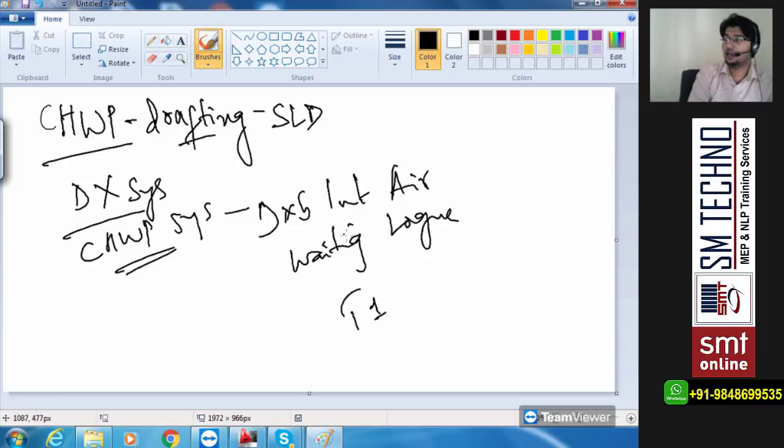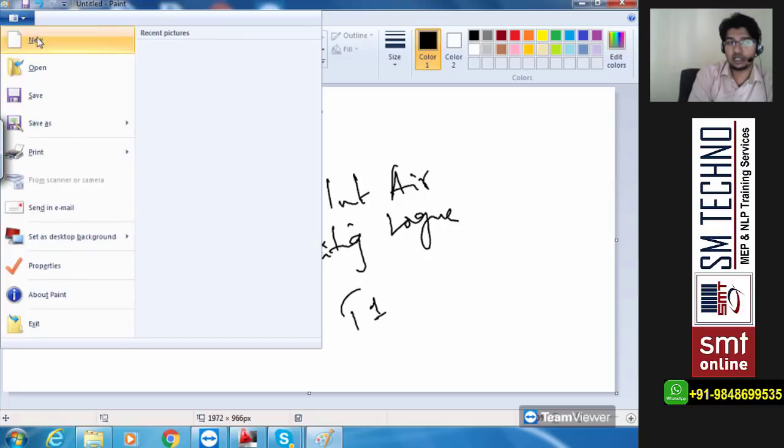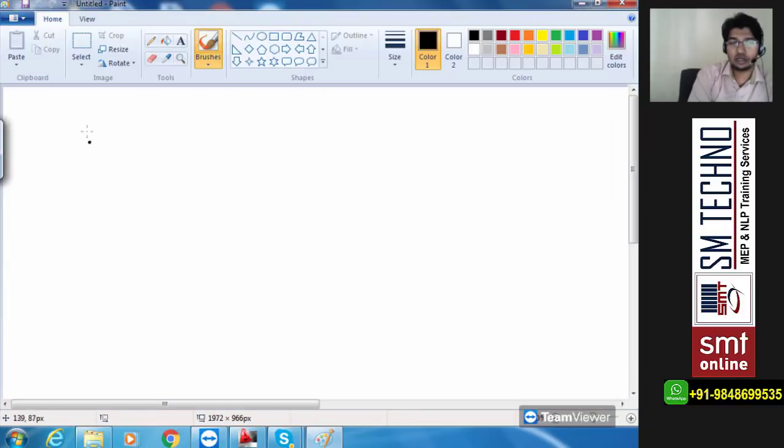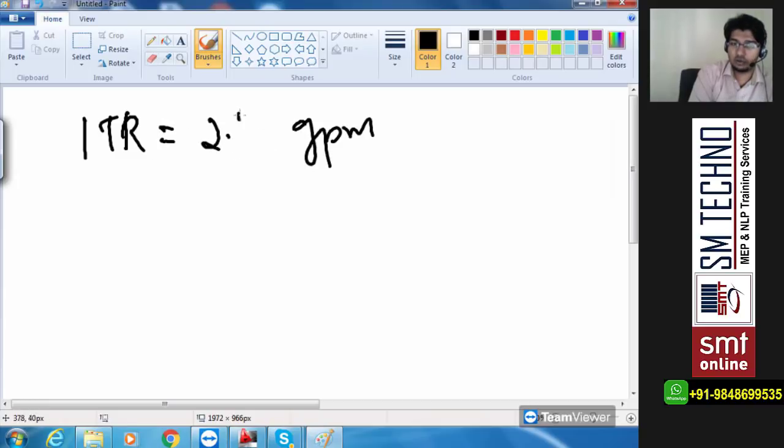But before we even do the SLD, what we actually have to deal with is the key: we have to understand the conversion between TR and GPM, etc. So what we're going to understand very easily is, I first need to ask you, how much is 1 TR in terms of GPM? 2.4 GPM exactly. All right.